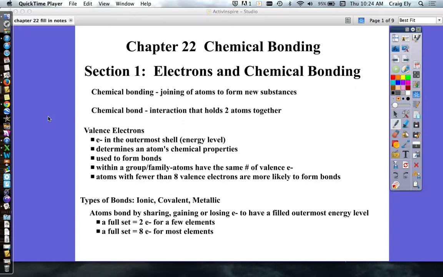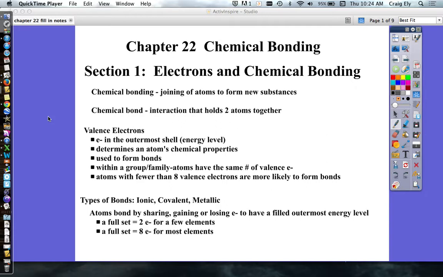But before we get to that, let's go over a few basics here. So chemical bonding versus chemical bond. Chemical bonding is when you have two or more atoms that are joined together to make a new substance. And then the chemical bond is the interaction between the electrons that holds those atoms together.